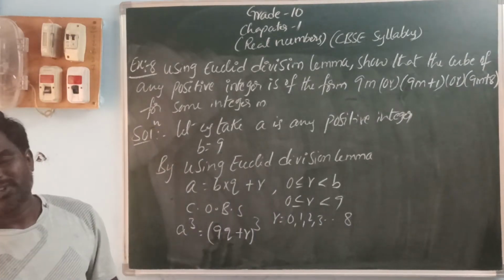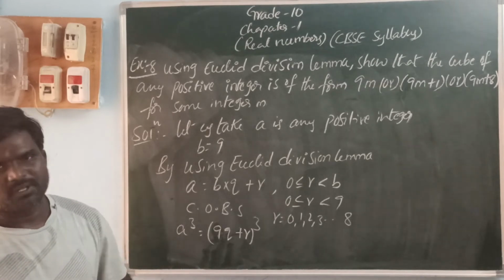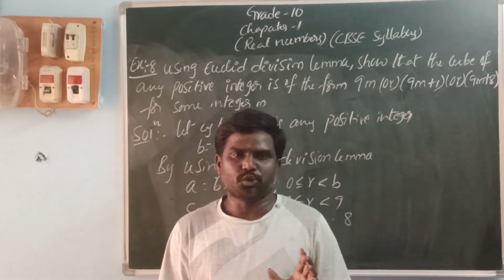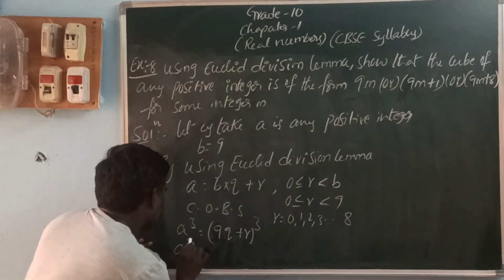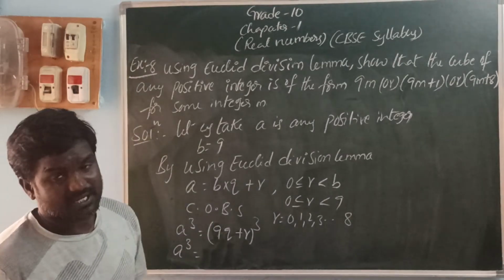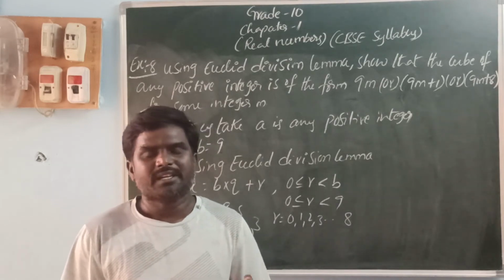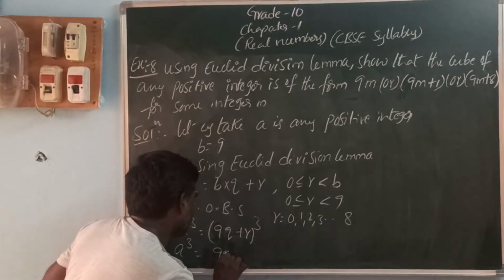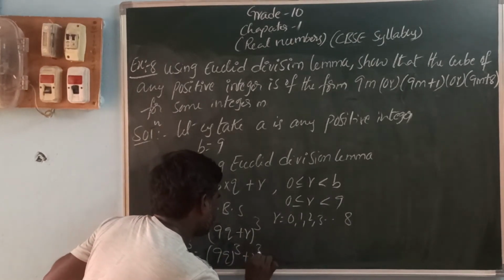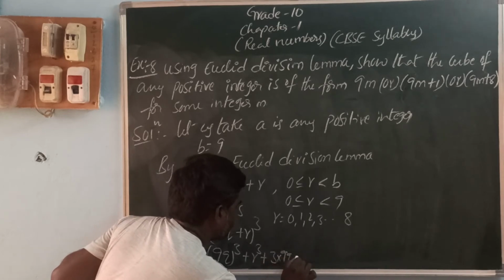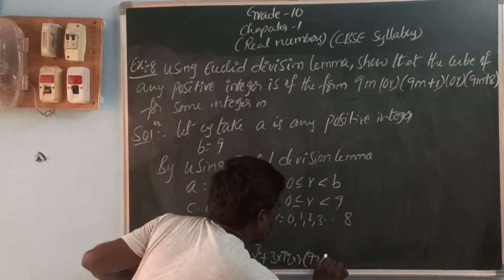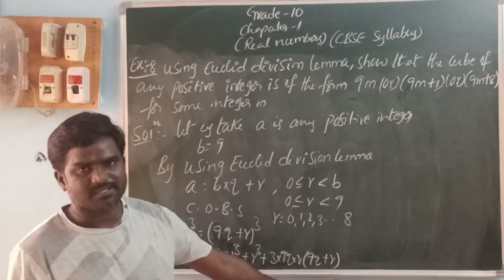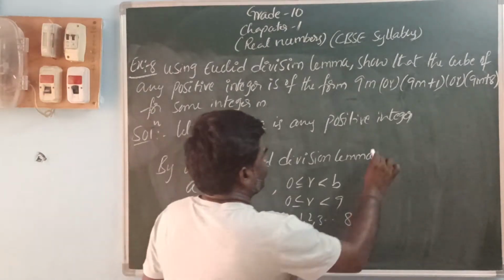Here it is in the form of a plus b whole cube. So what is the a plus b whole cube form? a cube plus 3a square b plus 3a b square plus b cube. We can write another formula as well: a cube plus b cube plus 3ab of a plus b. So this gives 9 cube whole cube plus r cube plus 3 into 9 cube into r of 9 cube plus r. Now take the conditions.